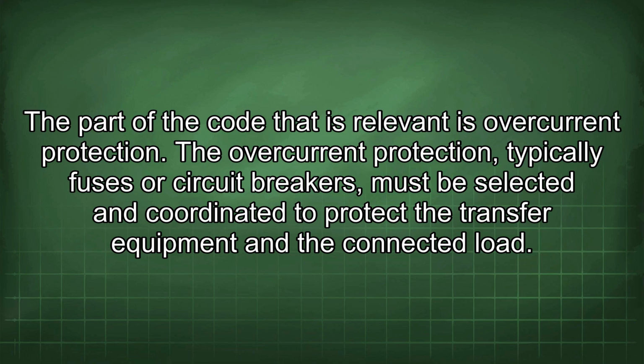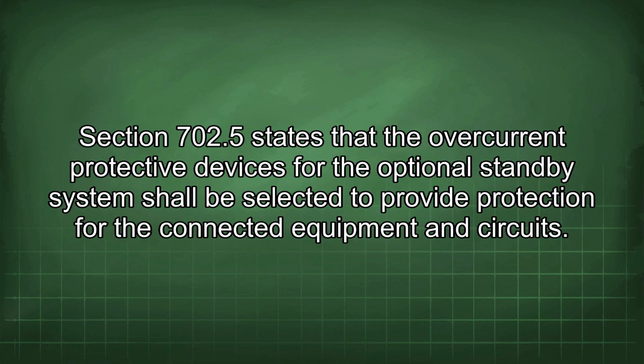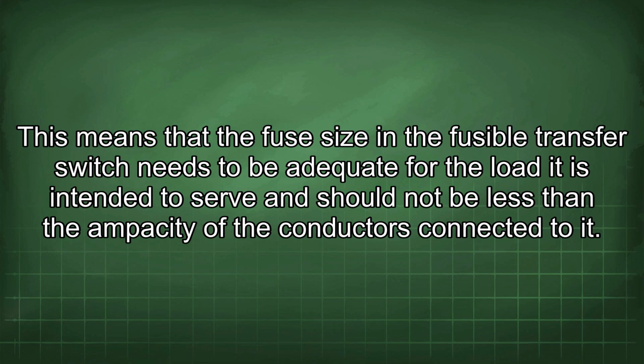The overcurrent protection, typically fuses or circuit breakers, must be selected and coordinated to protect the transfer equipment and the connected load. Section 702.5 states that the overcurrent protective devices for the optional standby system shall be selected to provide protection for the connected equipment and circuits. This means that the fuse size in the fusible transfer switch needs to be adequate for the load it is intended to serve and should not be less than the ampacity of the conductors connected to it.